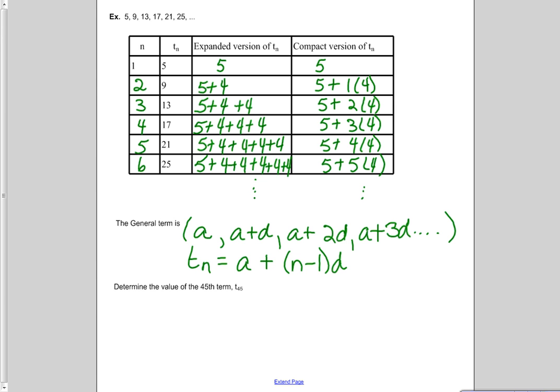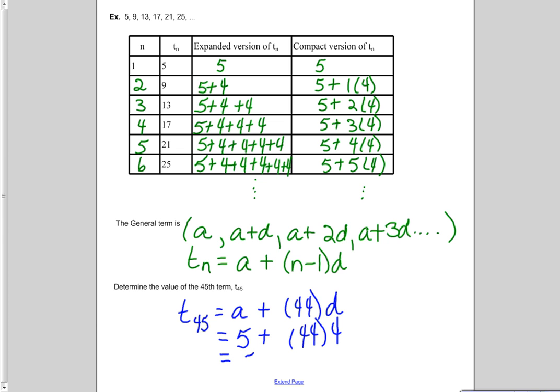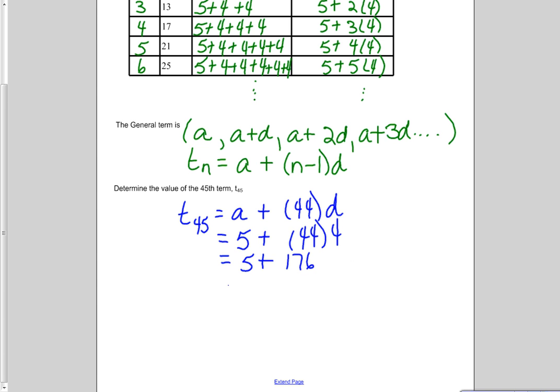Determine the value of the 45th term, T45. So for the 45th term, I would have my initial value and 44 D's. For this particular example, I would have a 5 and 44 4s. All right, 5 plus 176 is 181. That's a lot more efficient than writing them all out.